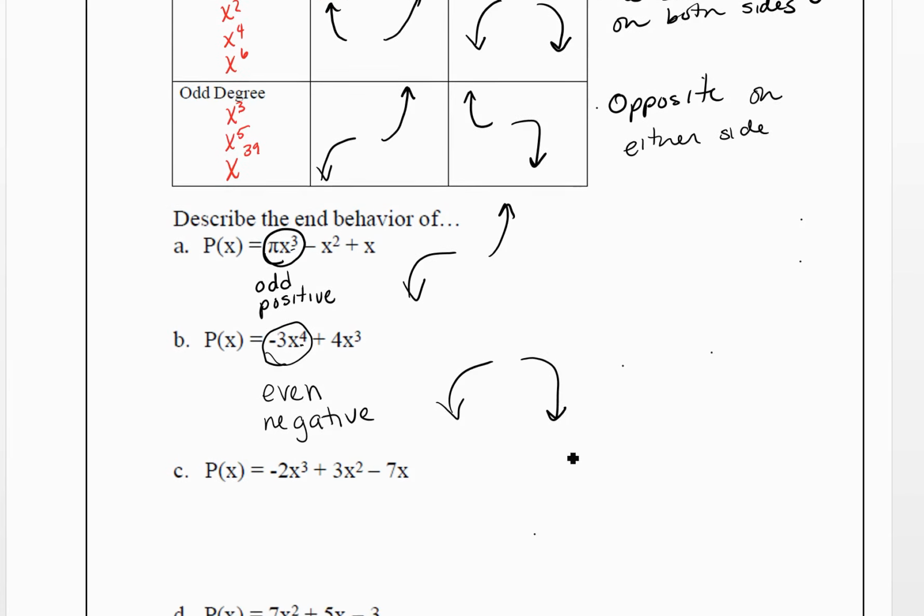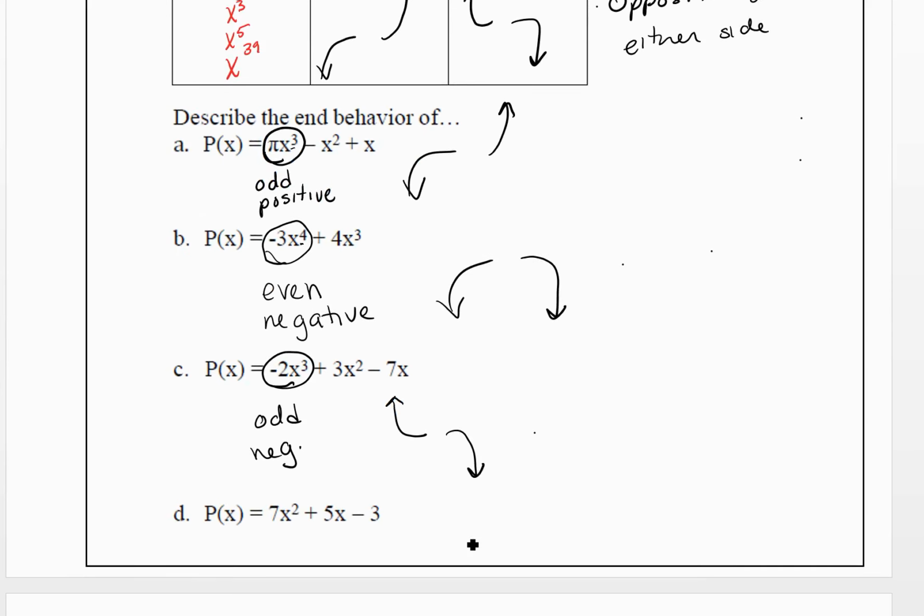We have a couple more. So p of x here, we have negative 2x cubed plus 3x squared minus 7x. If we look at this first term, it has an odd degree and a negative coefficient. So that means it's going up to the left and down to the right. One more here. We have p of x is 7x squared plus 5x minus 3. This has an even degree and a positive coefficient. So even tells us it's doing the same thing. Positive tells us it's going up on both sides.